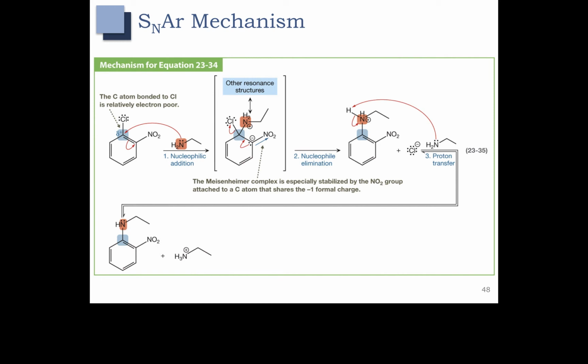After this step, we can then do the nucleophile elimination. The electrons are going to come in and then kick out the leaving group, and then we do a proton transfer. So we're just going to deprotonate that nucleophile to get to our product. I'd like to show this slightly in a different way. So let's draw out our resonance structure of the Meisenheimer complex. And then the other thing that you can see is that you can swap the proton transfer and the nucleophile elimination steps. So let's look at that.